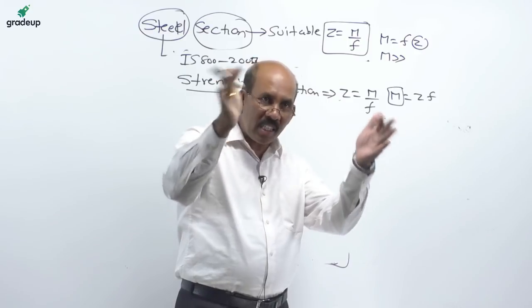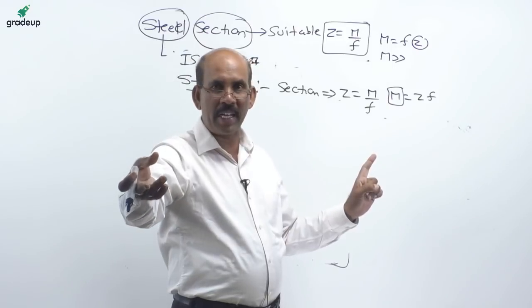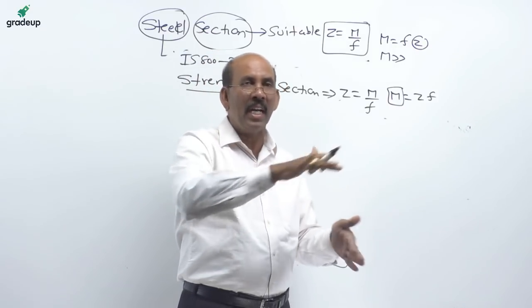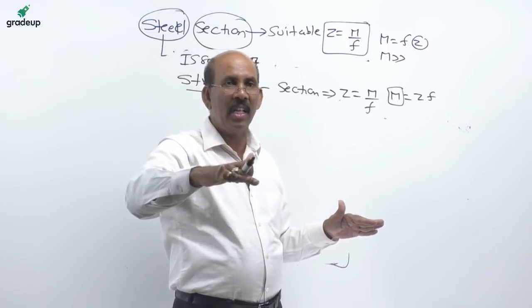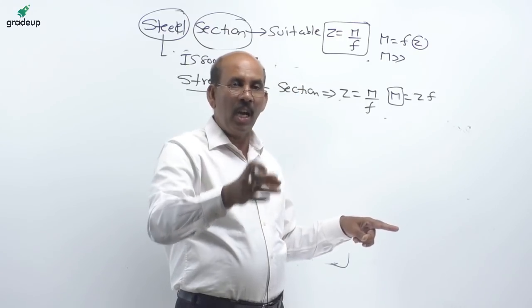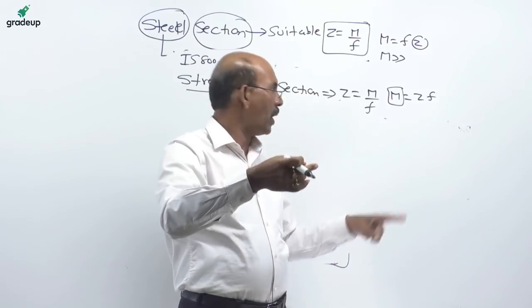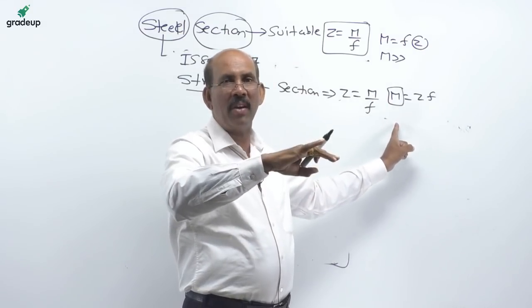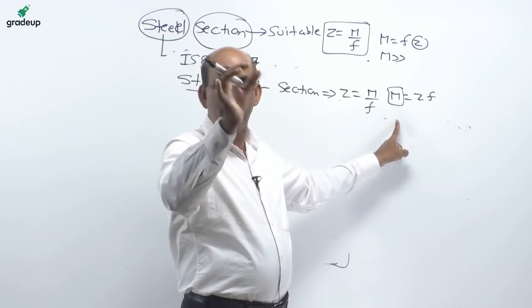Loading causes the bending, and our section provides the resistance to the bending. That means when the load is applied and does not cause any bending, that is known as the moment of resistance. The name itself says moment of resistance. An external load causes bending, bending is associated with the moment, and the moment is resisted by the moment of resistance, or indirectly we can say this is the strength of the section.